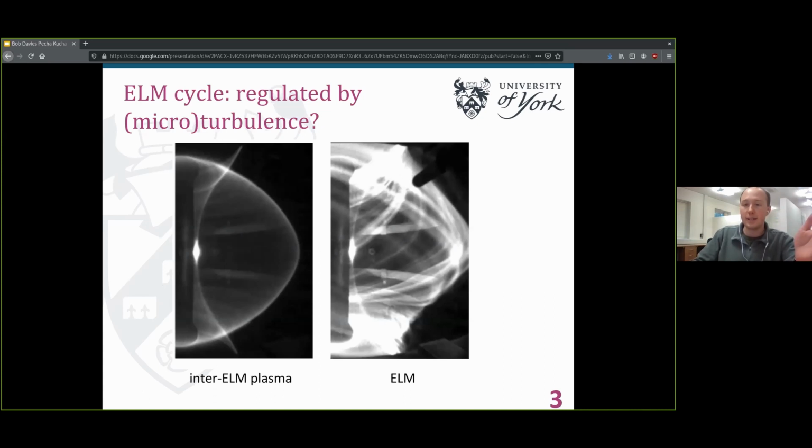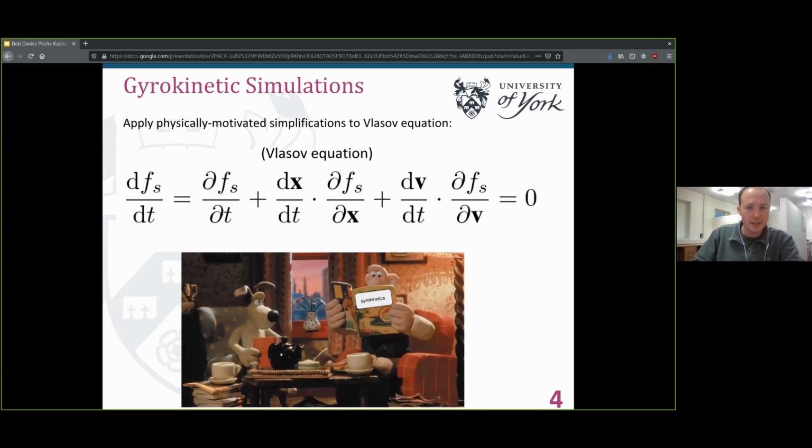So how and when do edge localized modes occur, and how does the plasma evolve between ELMs? By studying micro-instabilities, we might be able to reduce the impact of disruptive events. And we can study these instabilities using gyrokinetic simulations. It is helpful to understand a little bit where the theory comes from.